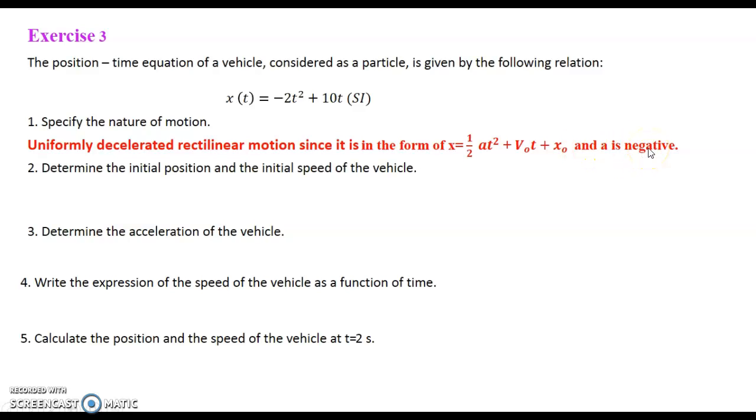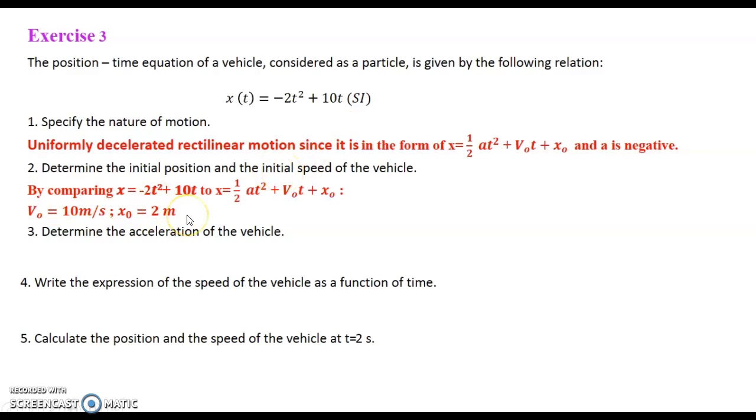How did we know that a is negative? Because the coefficient of t squared in the general equation is half a. The sign of the coefficient is affected by the sign of the acceleration. If the sign of the acceleration is positive, then the coefficient of t squared is positive. If the sign of a is negative, then the coefficient of t squared is negative. So here we have minus 2 as the coefficient of t squared. That's why we can conclude that a is negative.